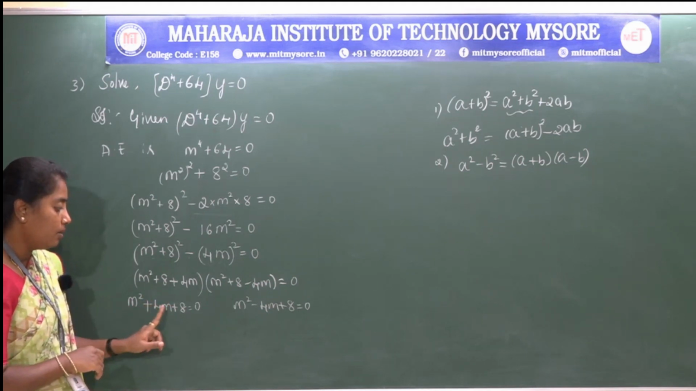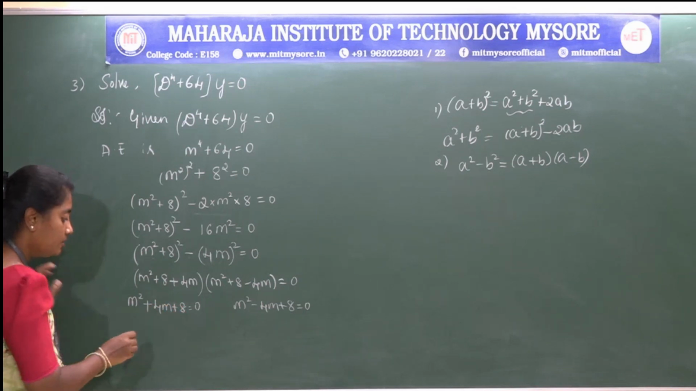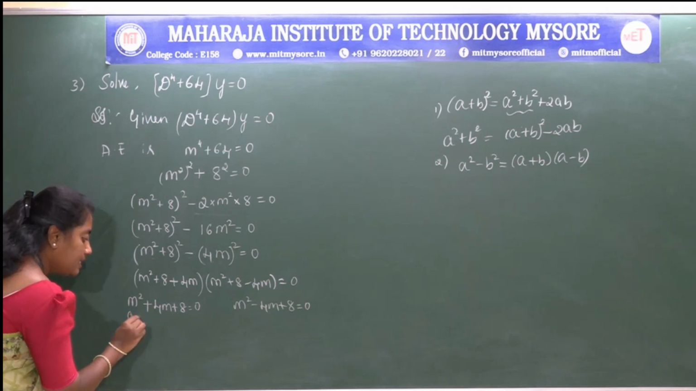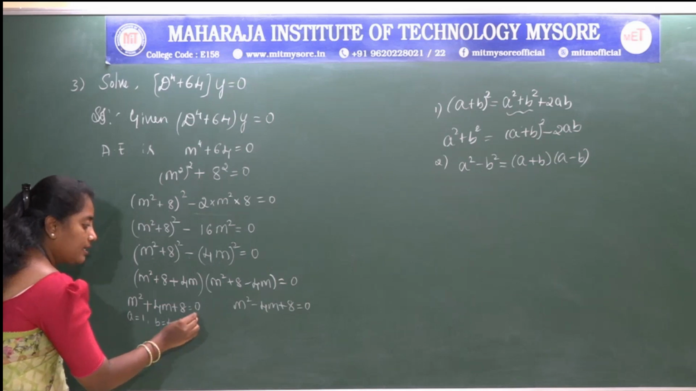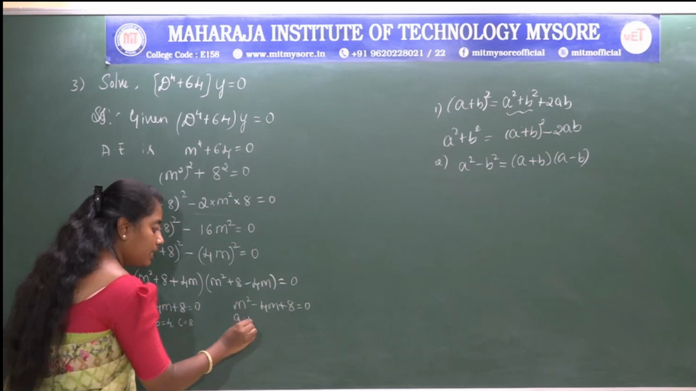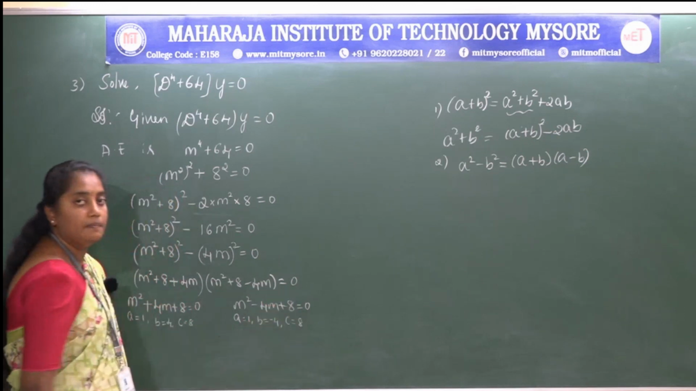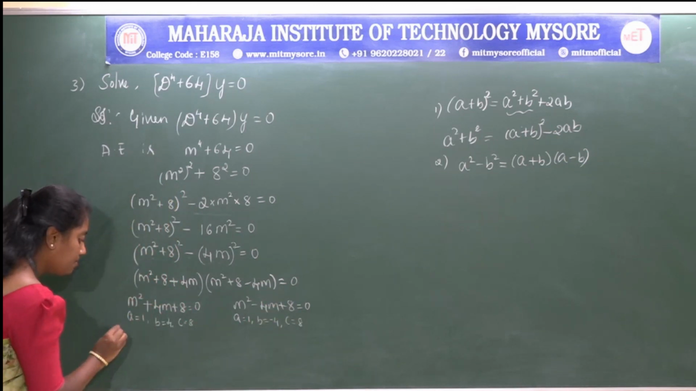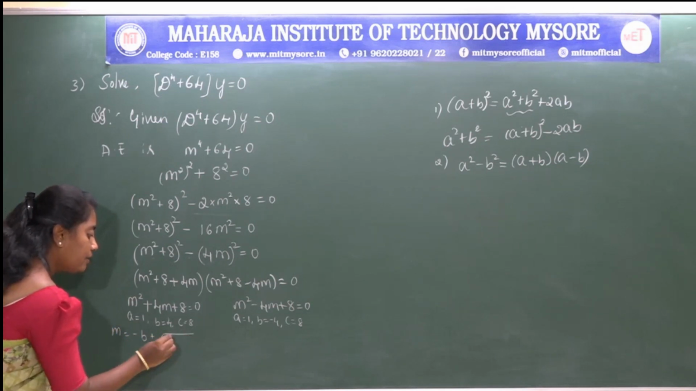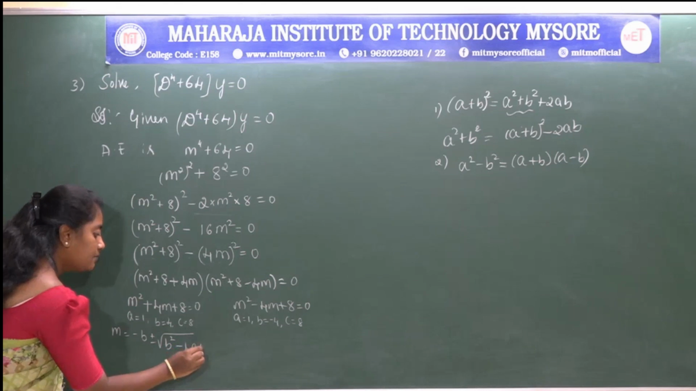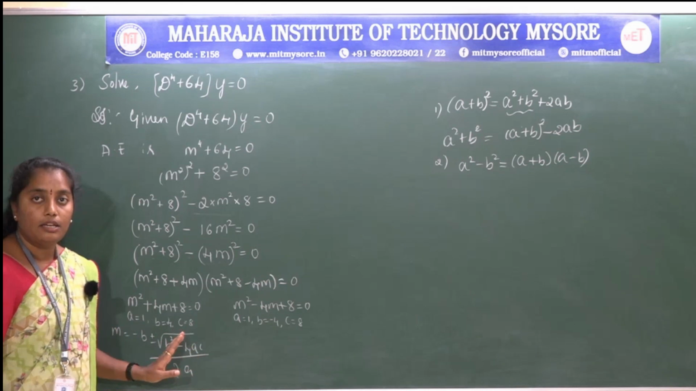So here we have 4 and 8. We can't find any factor satisfying these values. So hence applying the result, here A is equal to 1, B is equal to 4, C is equal to 8. Here A is equal to 1, B is equal to -4, C is equal to 8. So the formula is m is equal to minus B plus or minus square root of B square minus 4AC, divided by 2A. That is for both the equations.